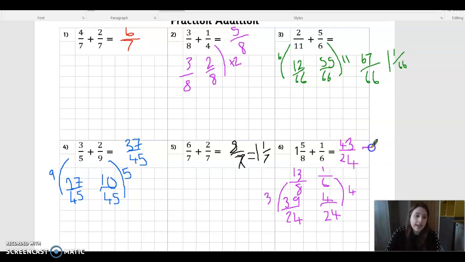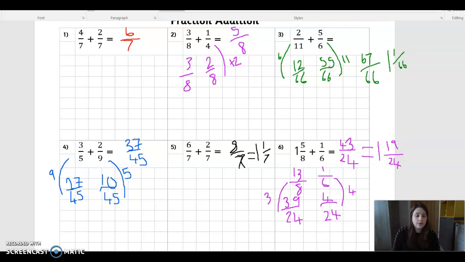But you can also, again, turn it into a mixed number. So how many 24s go into 43? Well, it goes in once. And then we've got 19 left over, so it becomes 1 and 19 24ths. You cannot simplify 19 24ths, so that should be your final answer if you chose to do it as a mixed number. So give yourself a mark out of 6. How many did you get right?